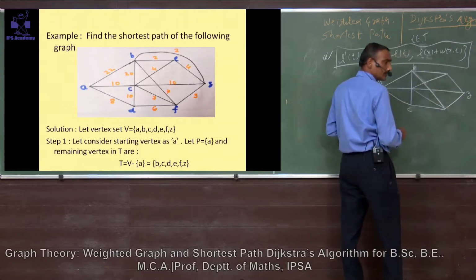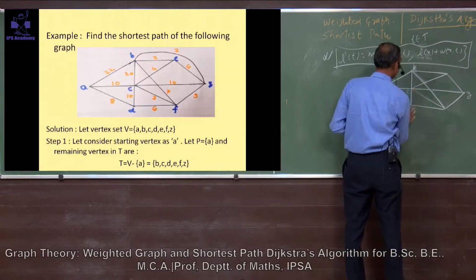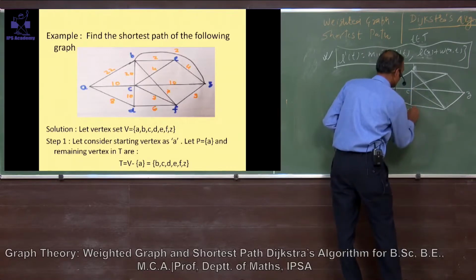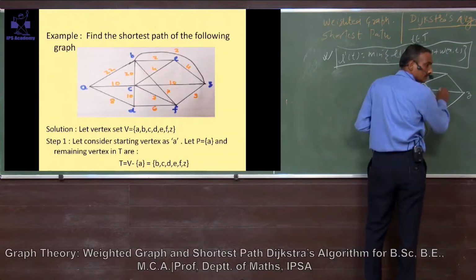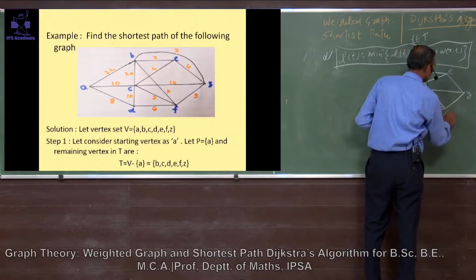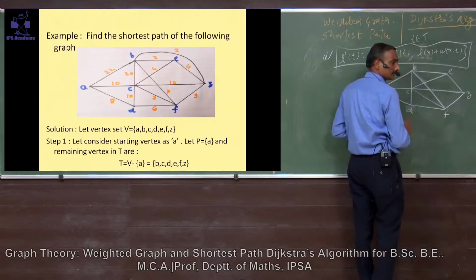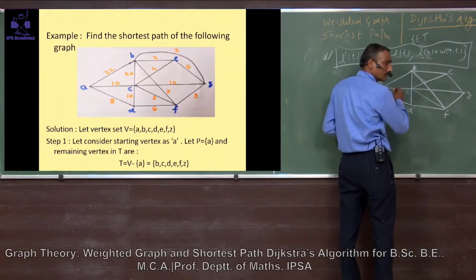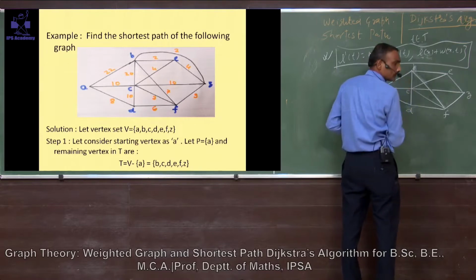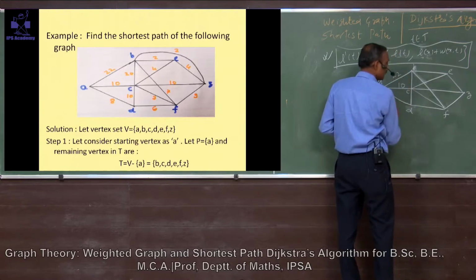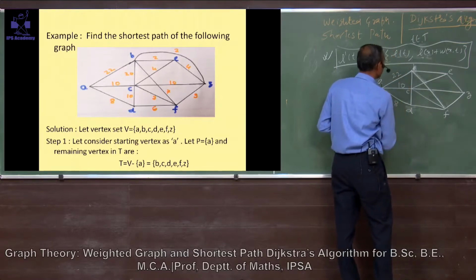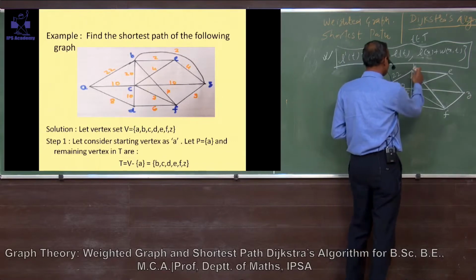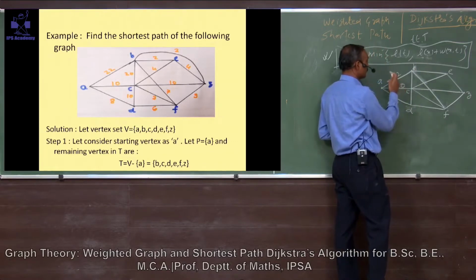A to B, this is C, and this is D, this is E, and this is F and Z. The weight on A to B is given as 22. This is 10 and this is 8. So A to B, the weight is given as 22.